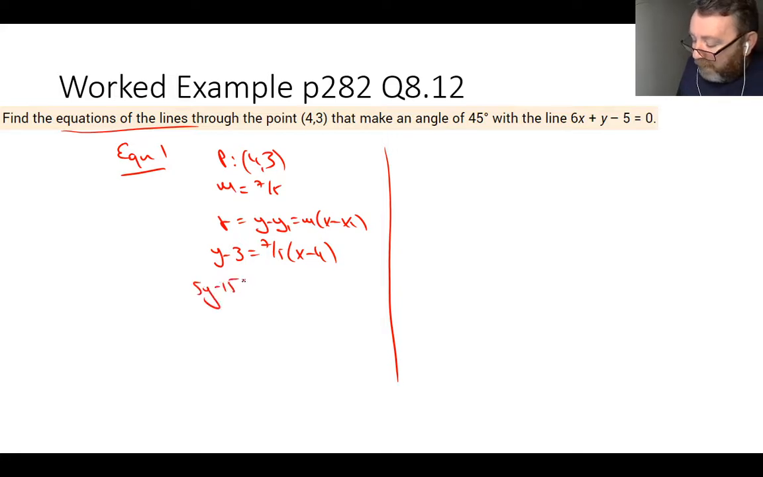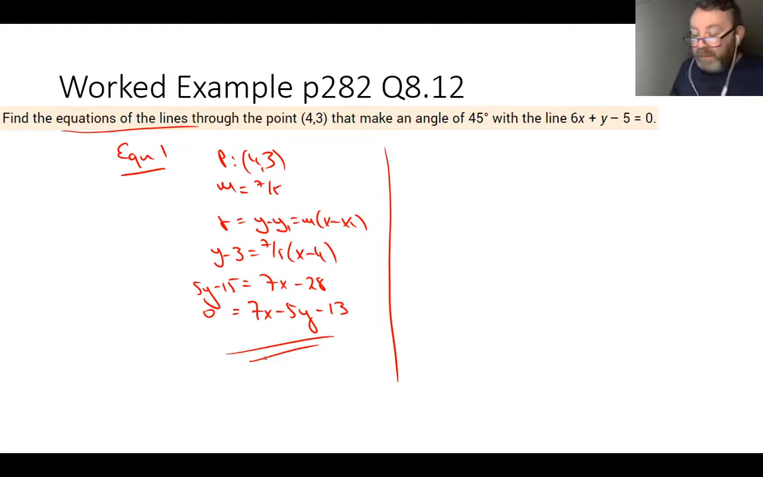5y minus 15 equals 7x minus 7 fours, 28. 7x minus 5y minus 28 plus 15 is minus 13, and that's equal to 0. So there's the first line. Now what's the second line?